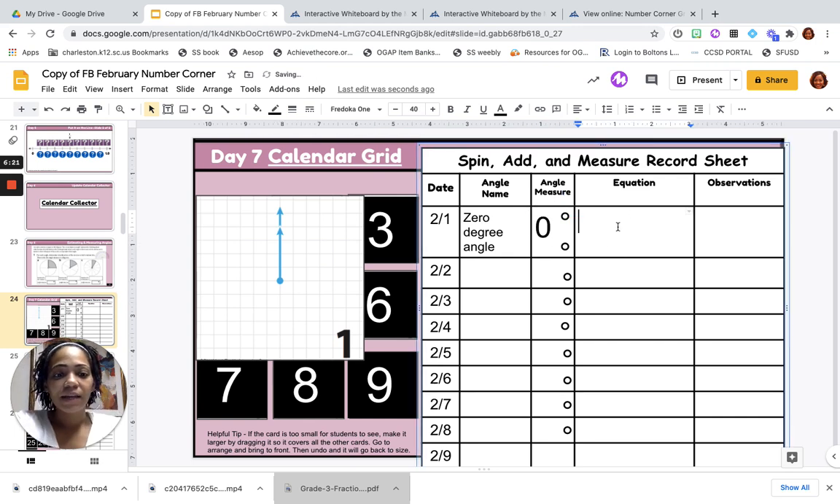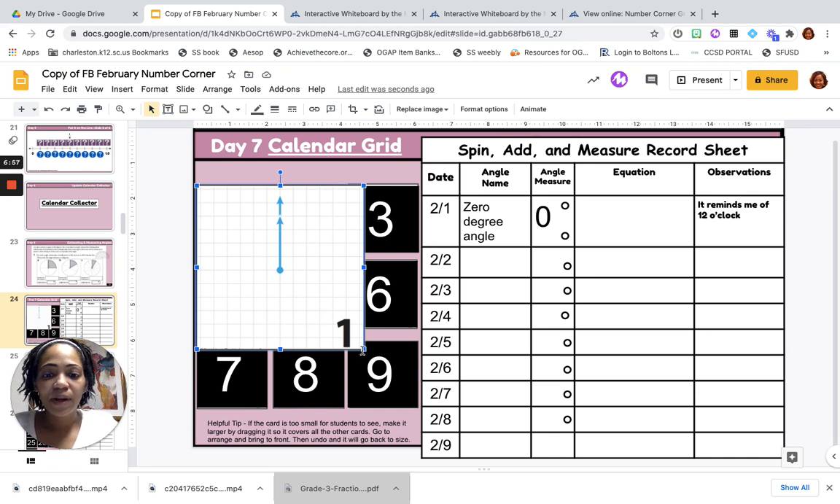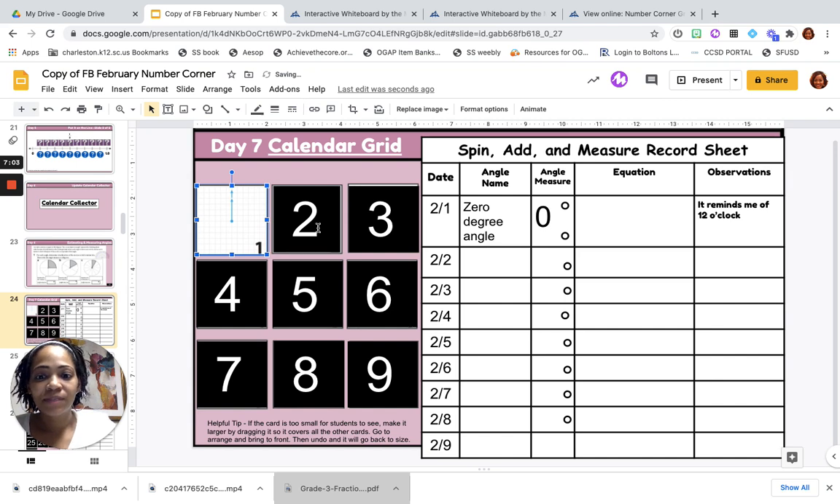All right, do we need an equation for a 0-degree angle? No. If I were to make some observations, I might say something like, it reminds me of 12 o'clock. Because really it does. It looks just like it would if I were talking about a clock. Because a lot of times when we're talking about angles, we're referencing an imaginary circle, if you will. Kind of like what we use for our calendar collector. And that circle can be like a clock because one arm is moving around. We good for the first day? Our 0-degree angle. All right, now we're going to have to figure out what day 2 is all about. So let's look at day 2.